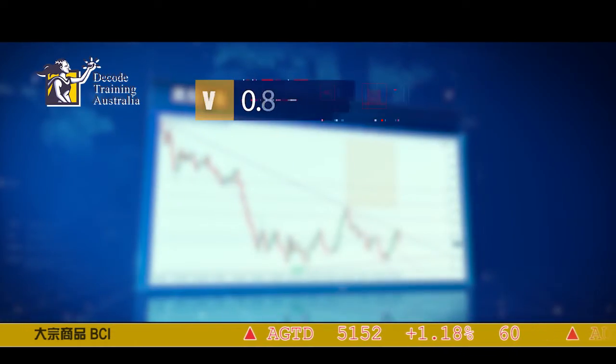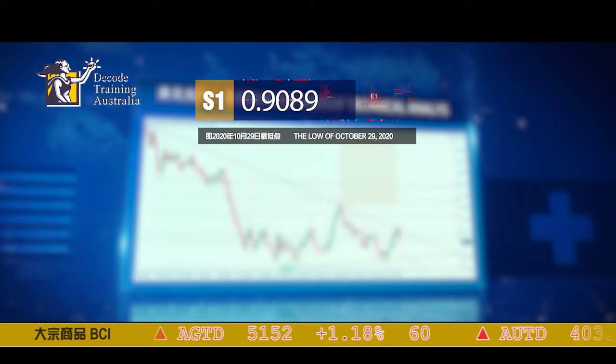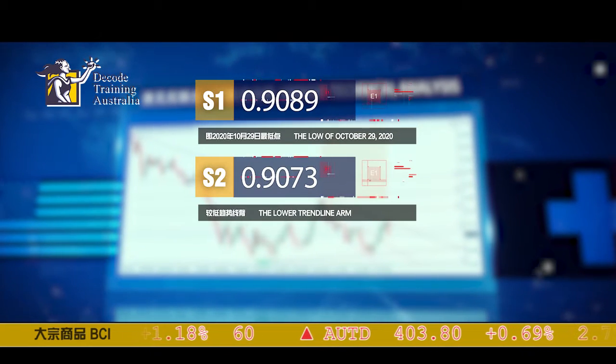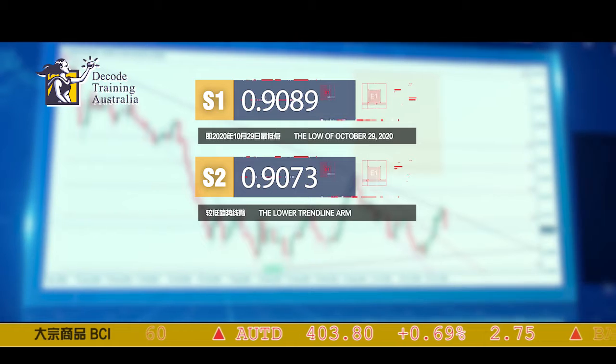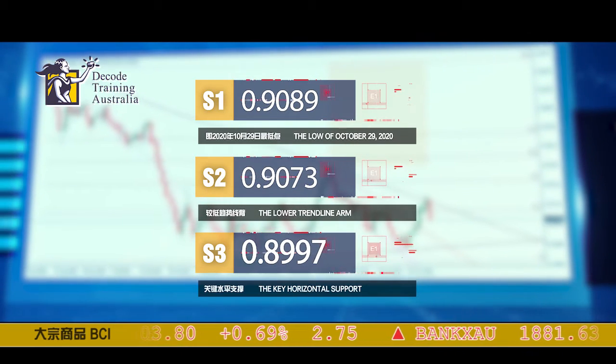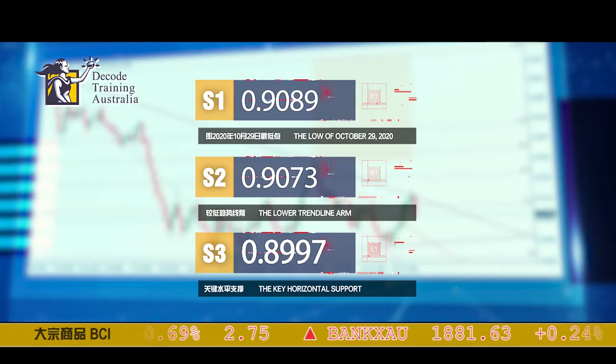Once again, looking at the chart, we find the following support levels. Support 1 is at 0.9089, which is the low of October 29th this year. Second support you'll find at 0.9073, which is the lower trend line arm. And finally, third support is at 0.8997, a key horizontal support.